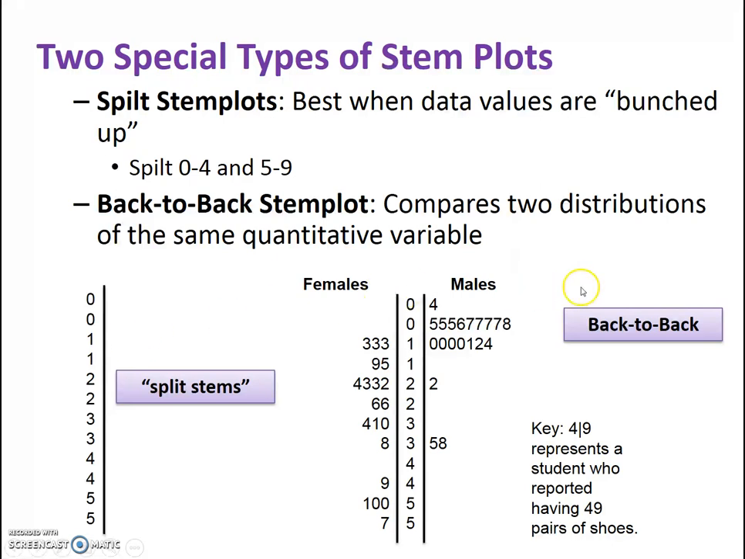Another option, if you're comparing two sets of quantitative data, you can make what's called a back-to-back stem plot. It compares two distributions of the same quantitative variable. This is helpful just for visually comparing. You can see, oh, there's a lot of men down here, not a lot of women down here. The women go way up here, and the men don't really as much. Still having a key for each one of these, and seeing the difference between the two.